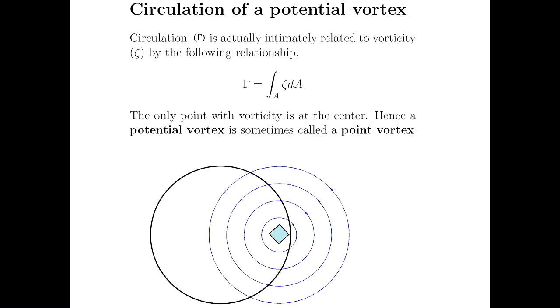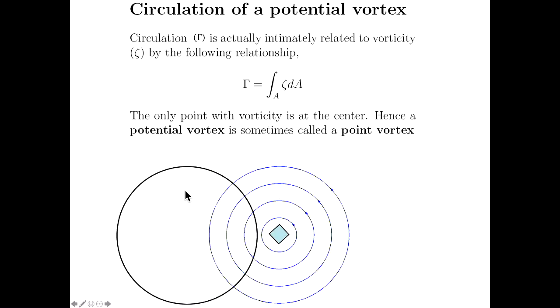50-50, yes or no? 50-50 chance. Yes. No. Yes, it's going to be the same. All right, it is going to be the same. Okay, it's still going to be 2 pi c. Right, your circulation is still going to be equal to 2 pi c.